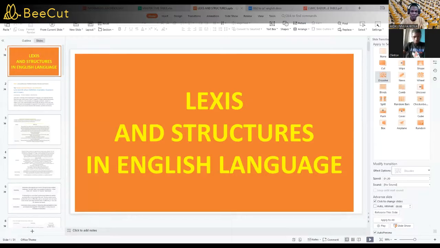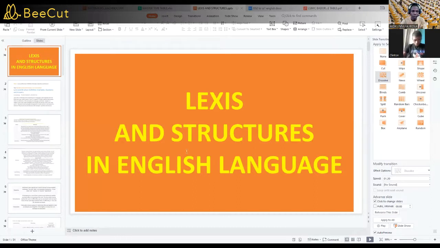What we have to discuss today is Lexis and structure. Lexis and structure. What do I call it? Lexis and structure. Okay, so get going now. So talking about Lexis and structure, have you had something like that before? Lexis and structure.